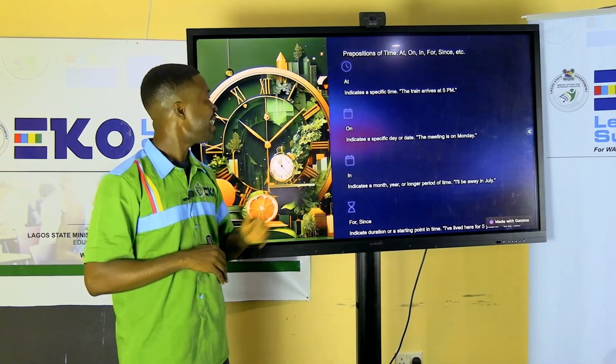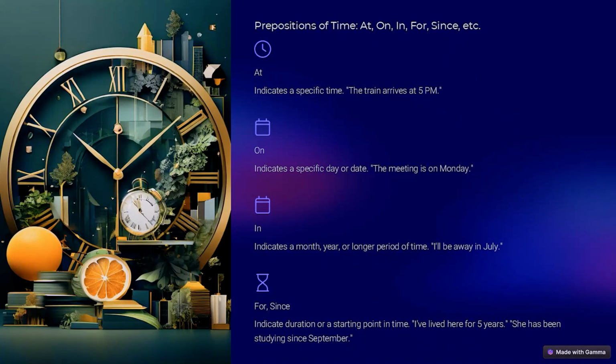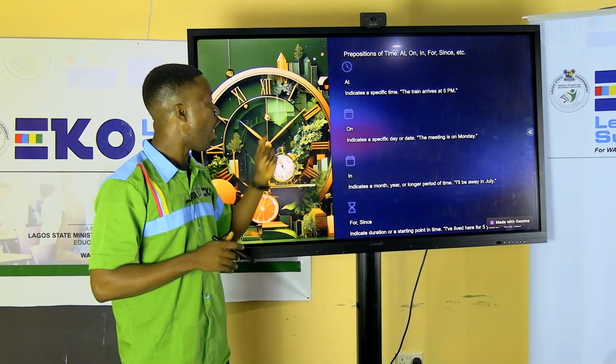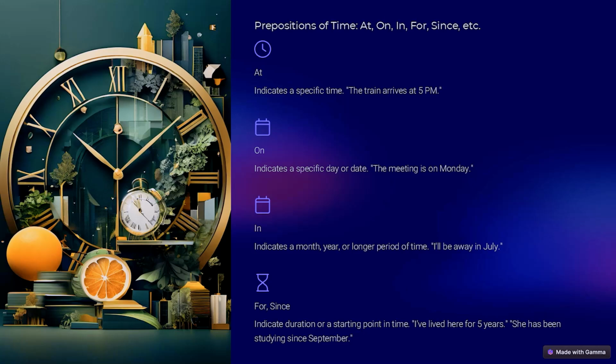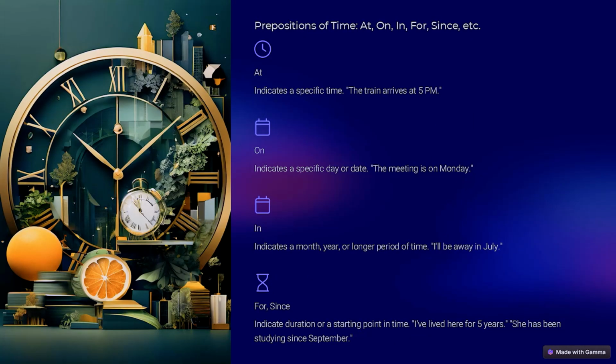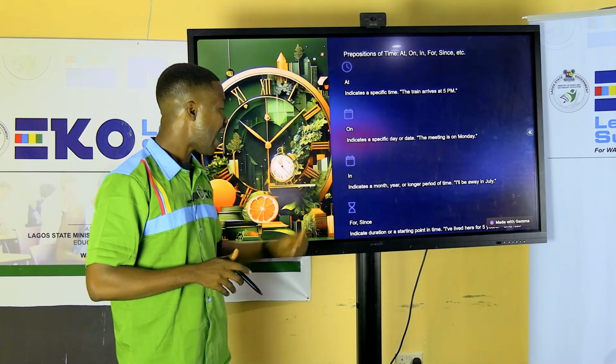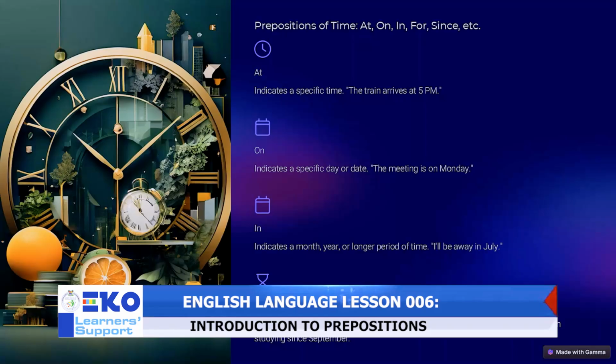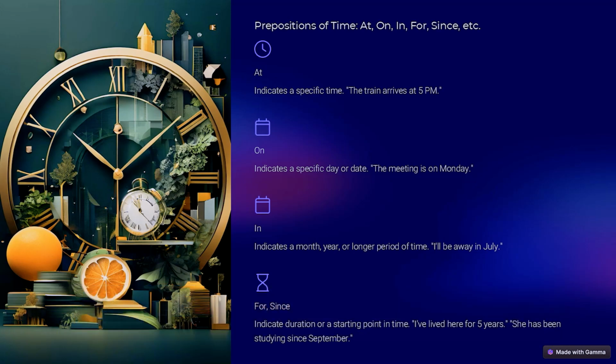When we use at, it indicates a specific time. The train arrives at 5 p.m. On indicates a specific date or day. The meeting is on Monday. In indicates a month, year, or longer period of time. I'll be away in July. And for and since indicate duration or a starting point in time. I have lived here for 5 years.